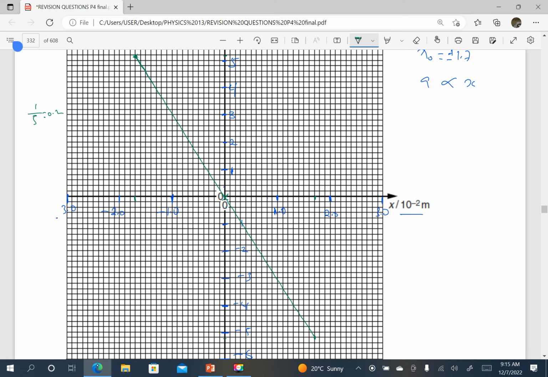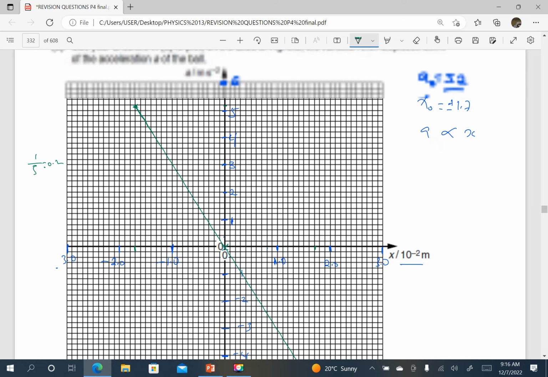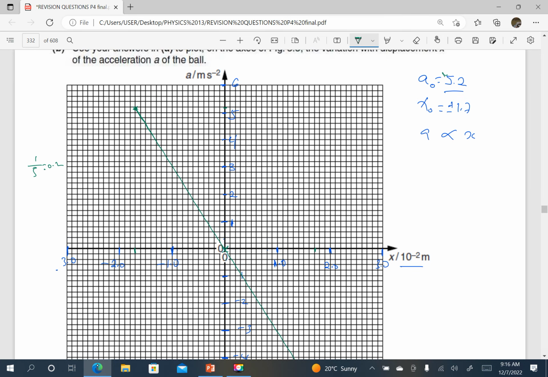Okay, so I have tried my level best. It is not easy without a ruler, but I've tried. You can sketch a better one. So that is supposed to be a straight line. Note that your line does not go beyond 5.2, plus or minus, because the maximum acceleration is going to be 5.2, either plus or minus.